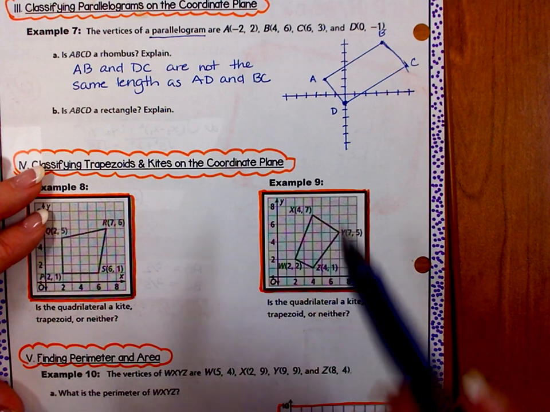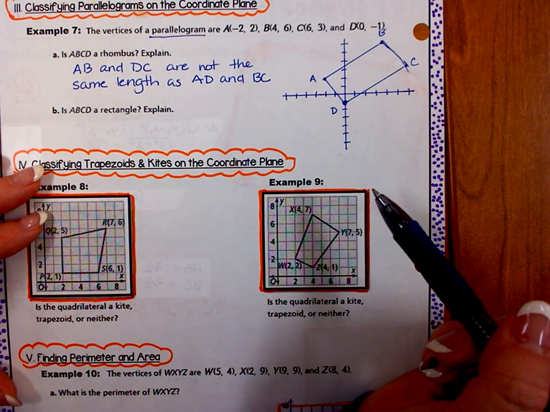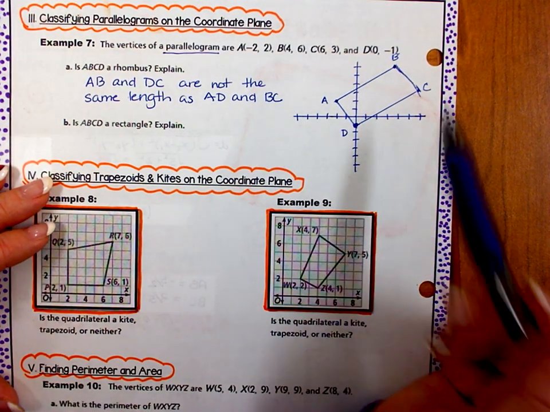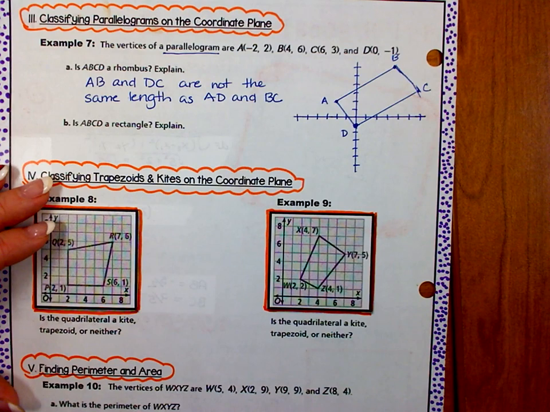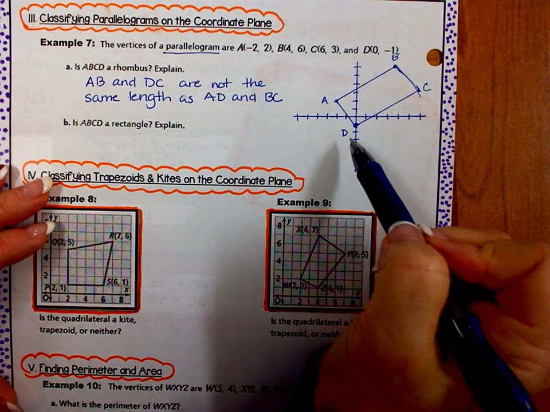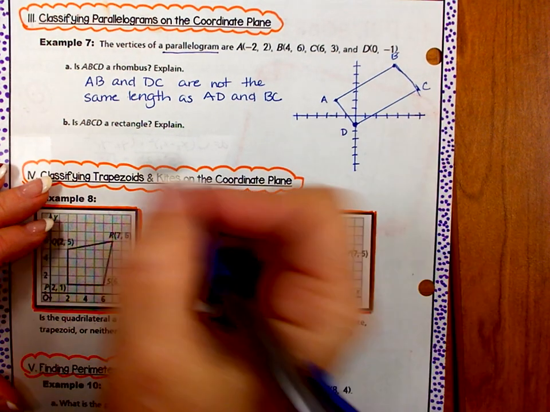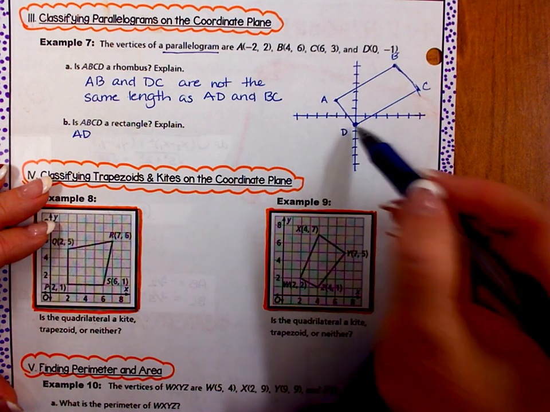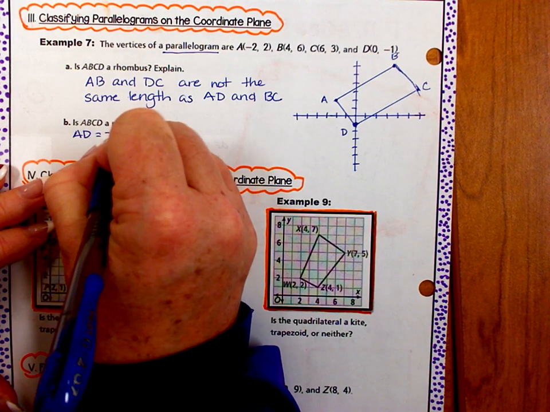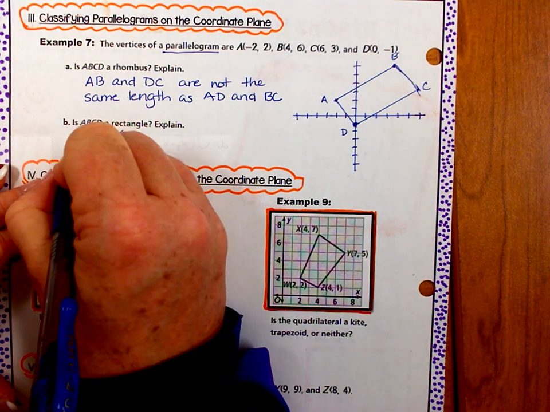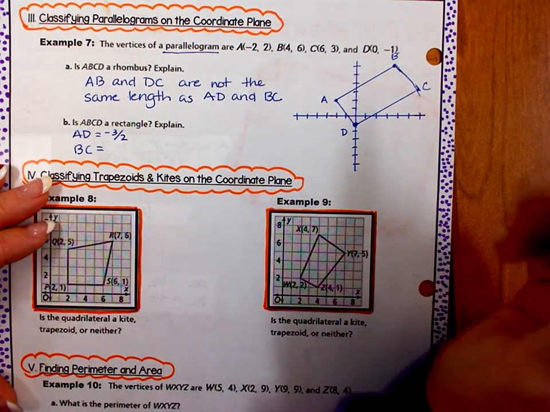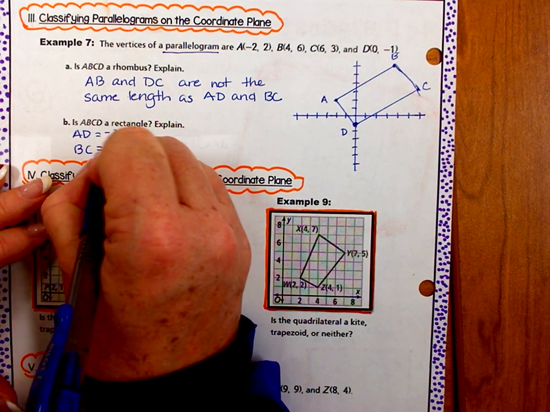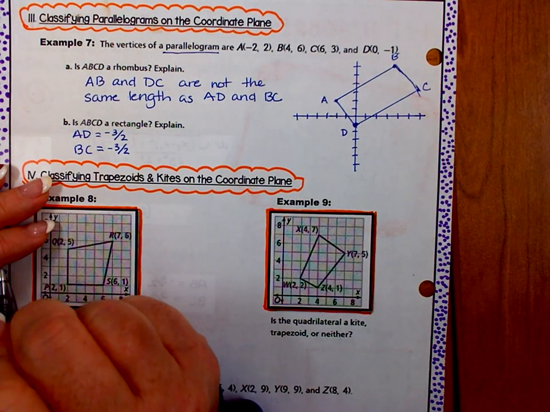Okay, now we want to know if it's a rectangle. Okay, how do we tell if it's a rectangle? Well, if you go back to the ones we did on the other side, we need to know if we have any opposite reciprocal slopes. So let's go ahead and figure out what our slopes are. So AD is going to be down 3 and over 2. So that slope is -3/2. And BC is going to be equal to down 3 and over 2. So we know that those are parallel.